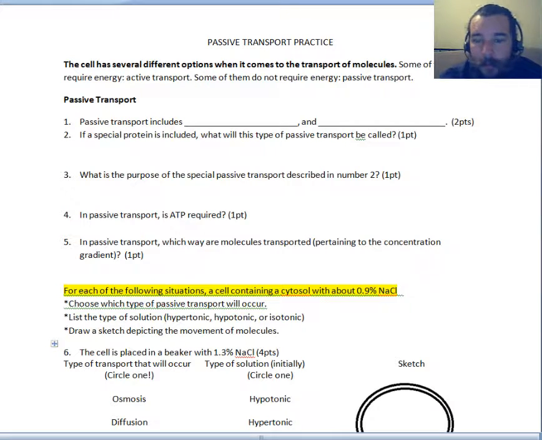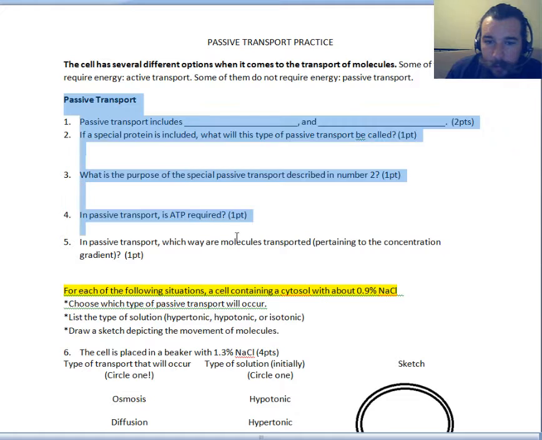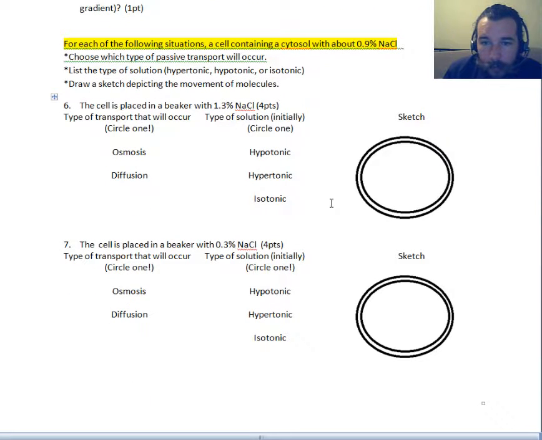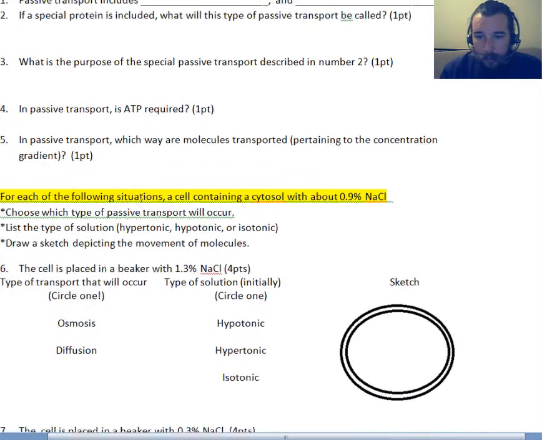Alright guys, let's look at this paper that you picked up today. First at the top, just some background questions on passive transport. Nothing too tricksy there. We're going to move into these. So on these, again, nothing too frightening. Let's do number 6 together. We'll make it nice and big.